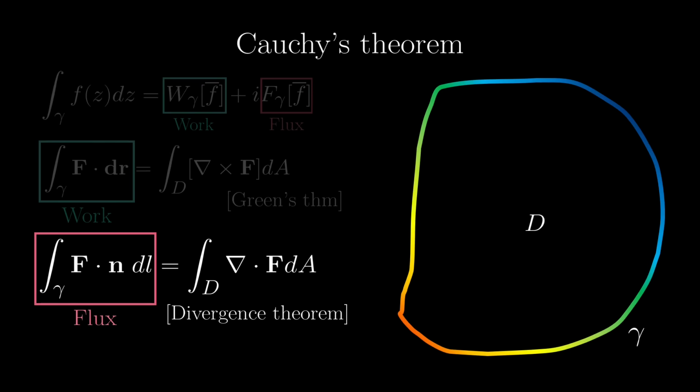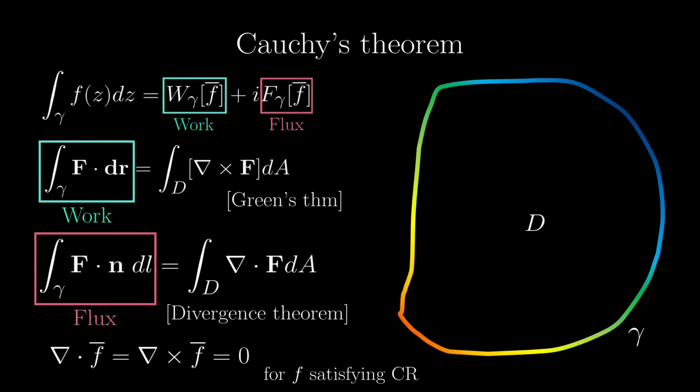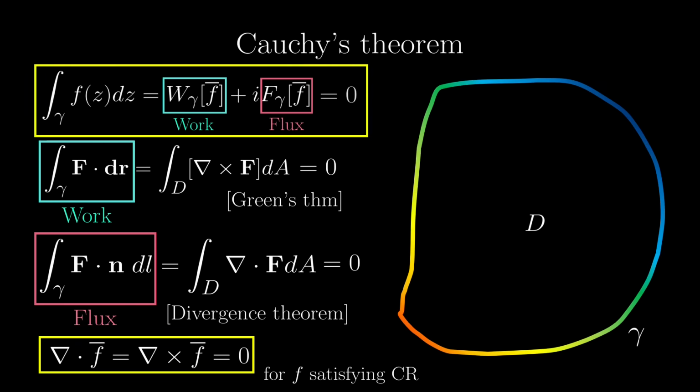Finally, we know from a few minutes ago that the divergence and 2D curl of the Pólya vector field are both 0, as long as f satisfies the Cauchy-Riemann equations. So let's combine all these results together. If the CR equations are satisfied everywhere in D with continuous partial derivatives, then both total work done along and total flux across gamma are 0. Since the complex integral can be written in terms of work and flux, it will be 0.